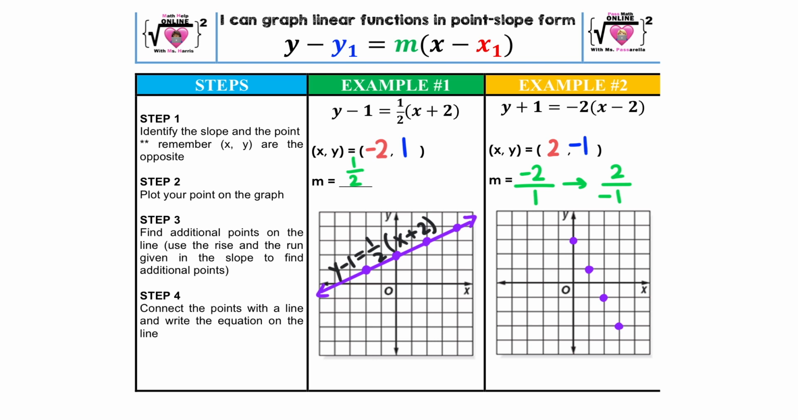But once you have at least 2 points, you can go ahead and grab a ruler, line that up with your points, and draw a line through those points to have that perfectly straight line. And then in order to be complete with your graph, you have to label the equation, the original equation, along the line.